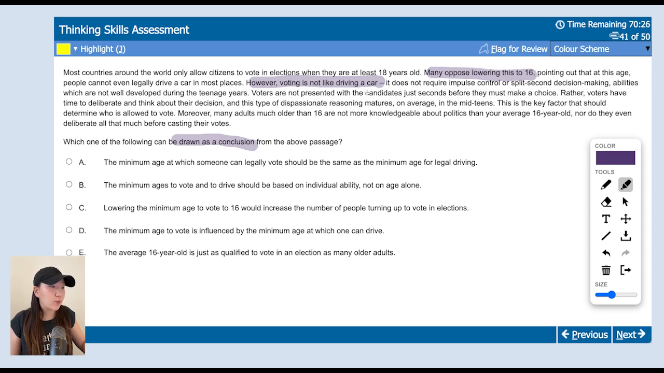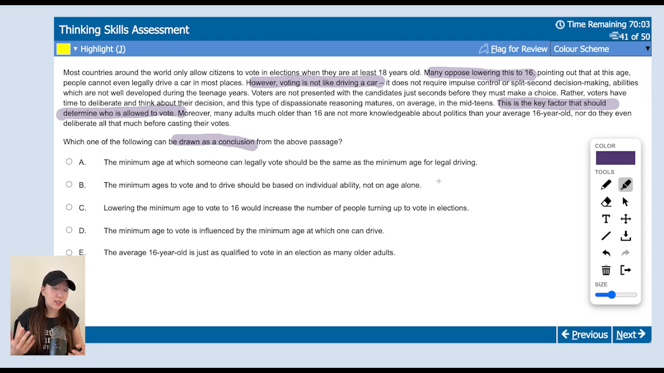Voters are not presented with the candidates just seconds before they make a choice. Rather, voters have time to deliberate, etc. So you can get this even in your mid-teens. So this is the key factor that should determine who should be allowed to vote. Moreover, many adults much older than 16 are not knowledgeable compared to the 16-year-old, and they don't even think before they cast their vote. So it's a pretty obvious argument here.